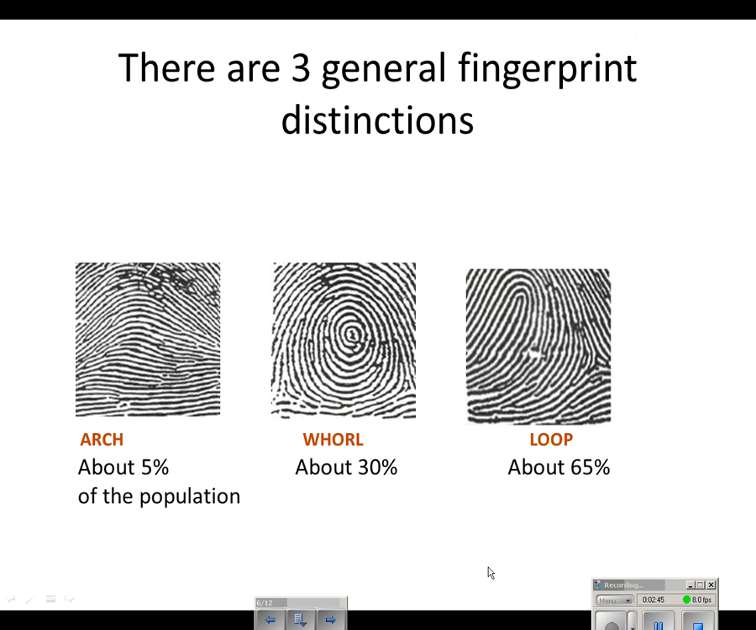And then there's 3 general fingerprint distinctions. We have the arch, which you can see comes in from one side, goes up, then comes out the other side, and that takes up about 5% of the population. The whorl, which kind of looks like a target, it's circular, and that's about 30% of the population. And then the loop is the most common fingerprint pattern that we're going to find. And there's differentiations on all these, but the loop, if you look at it, it comes in from one side, goes up and around, and goes out the same side that it came in on. And that's about 65% of the population.